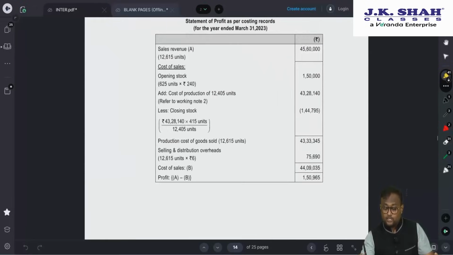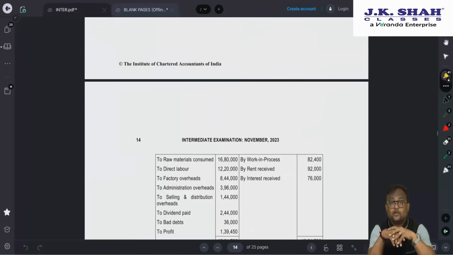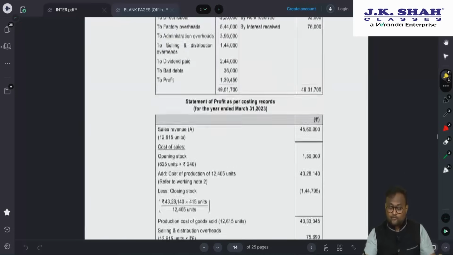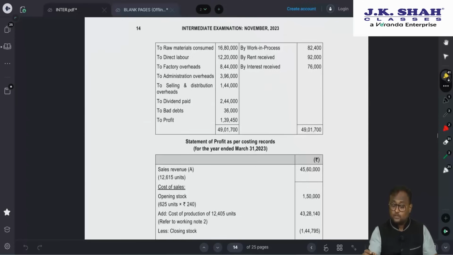I wanted you to understand a very important point: for financial records, they have asked us to prepare a statement of profit. And for costing also, they have asked us to prepare a statement of profit. So, we prepared statements. You can't go for an account or any other statement when you have a cost sheet as a statement with you. Of course, you will write a few notes later on.